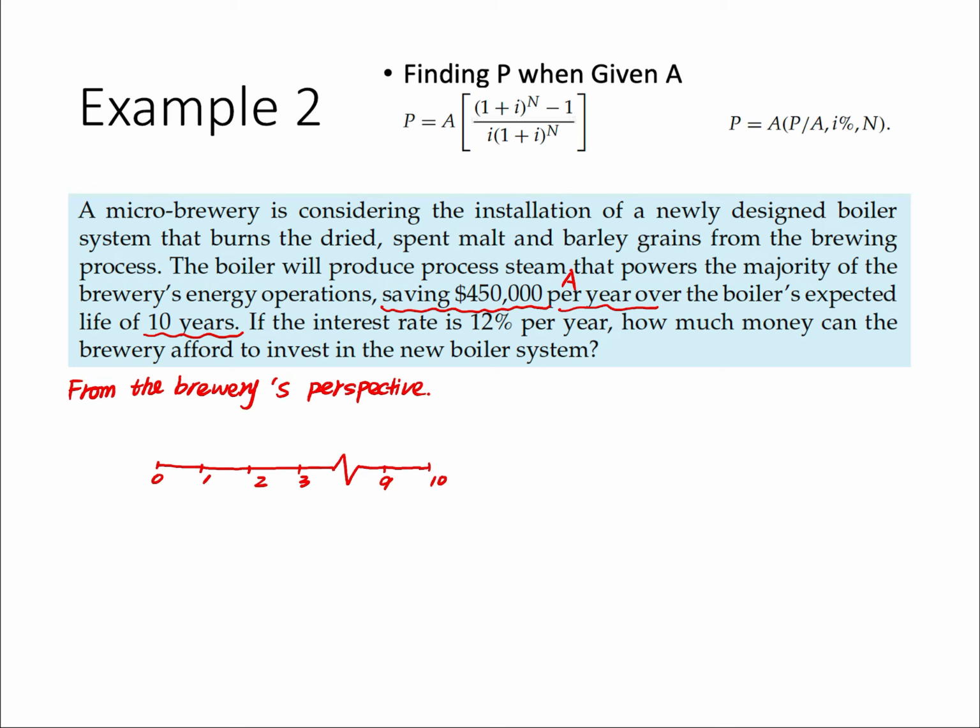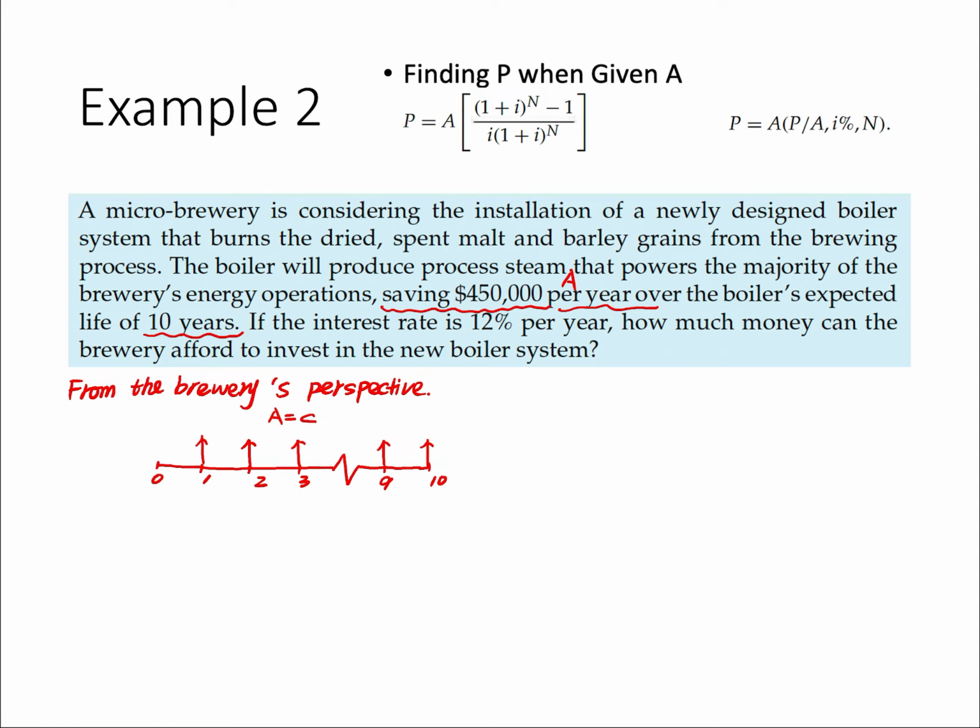Because you're looking at it from the brewery's perspective, at the beginning they need to spend some money, and then every year they can save some money. So the savings are kind of receiving the inflow, right? Cash inflow. So the saving of the 450,000 per year should be the cash flow going upward. So you want to draw the same length of arrows for all the 10 periods.